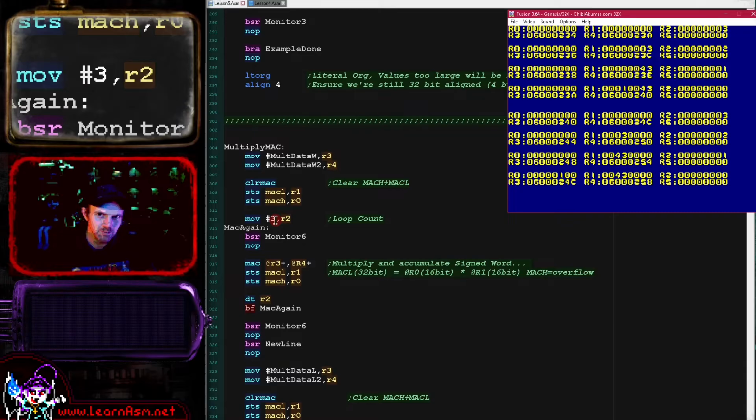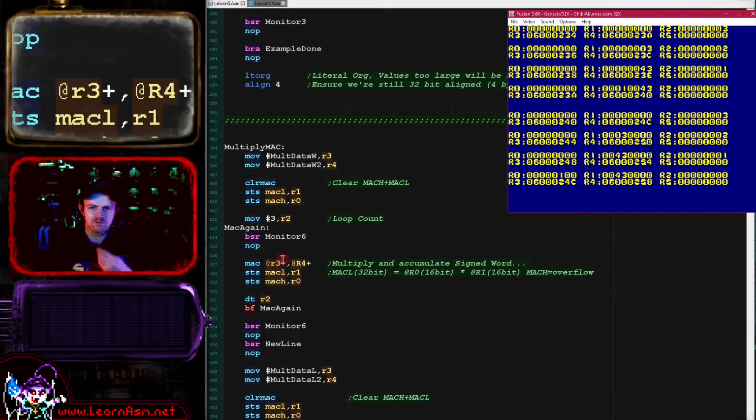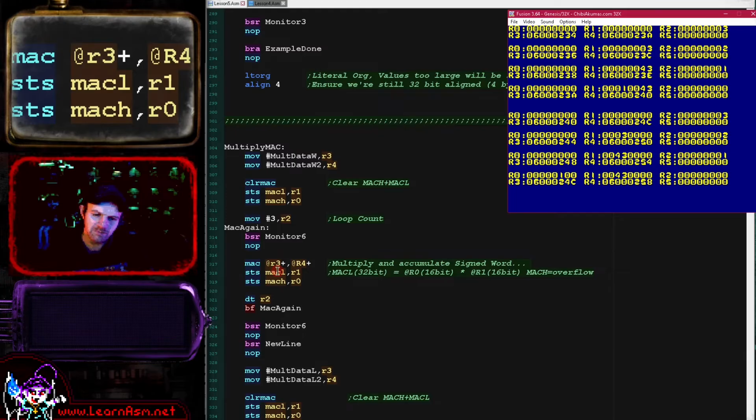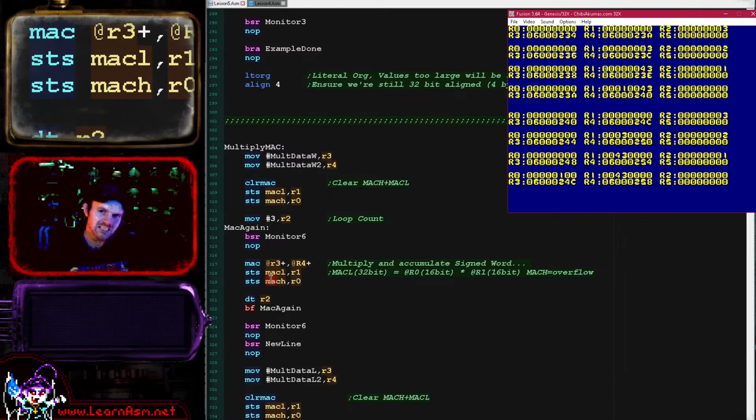We're then going to perform 3 iterations of the MAC command, and this is the syntax of the MAC command. It's going to take a 16-bit value from the address in R3 and increment R3, then take a 16-bit value from the address in R4 and increment R4. It's going to multiply those two together and add the result to MACH and MACL. So it's working in 32 bits. MACH is actually not a 64-bit command, but it is taking any carry from MACL as these repeated additions are being performed.